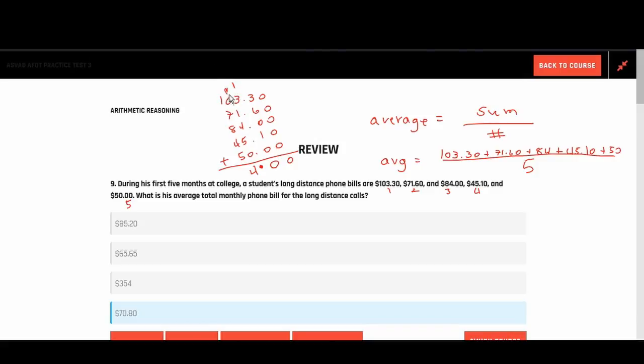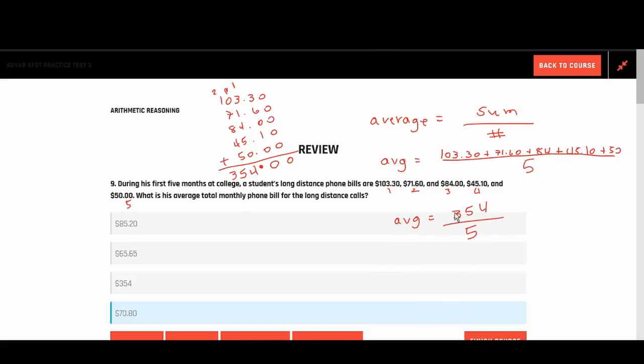Carry the 1. 4 plus 5 is 9, plus 1 is 10. 7 plus 8 is 15. 10 plus 15 is 25. Carry the 2. 2 plus 1 is 3. So we can see that the numerator adds up to 354, and it's divided by 5.